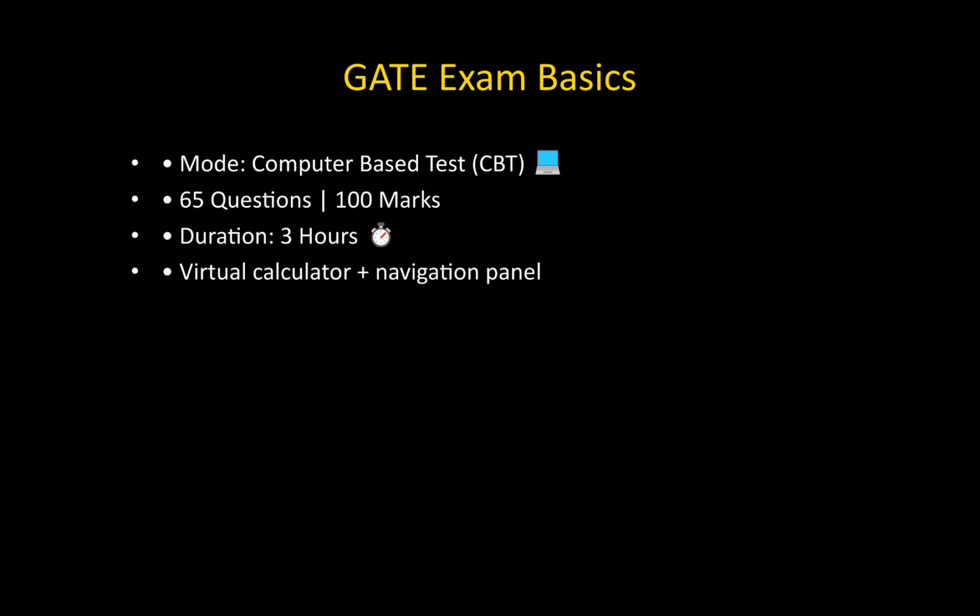You will have 65 questions contributing 100 marks. It will be divided into two sections. The first section will be the aptitude section, which will have 10 questions and 15 marks, and the second section would be your core subjects having 55 questions and 85 marks. For solving the 65 questions, you will be given 3 hours. On the virtual interface which appears in front of you, you will see a countdown timer, a virtual calculator, and an exam palette where you see attempted questions, unattempted questions, and mark for review questions.